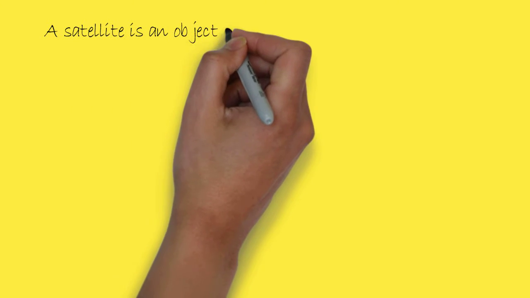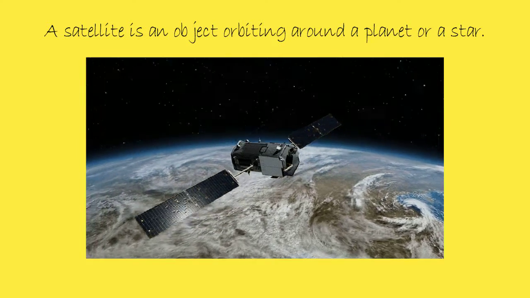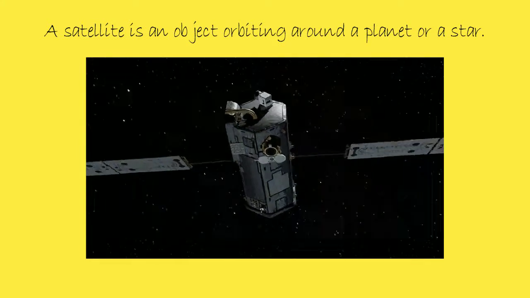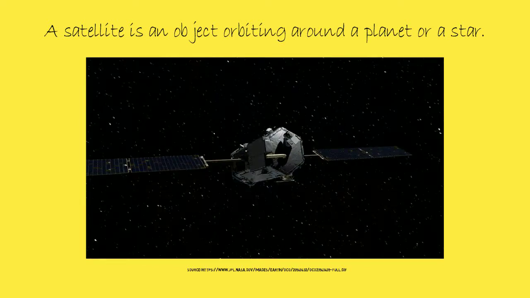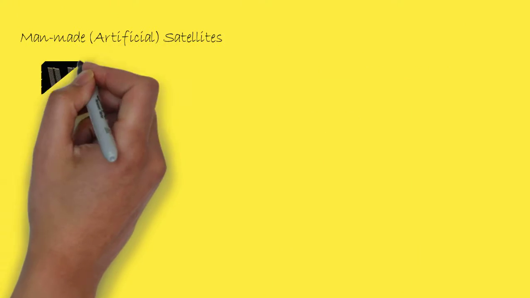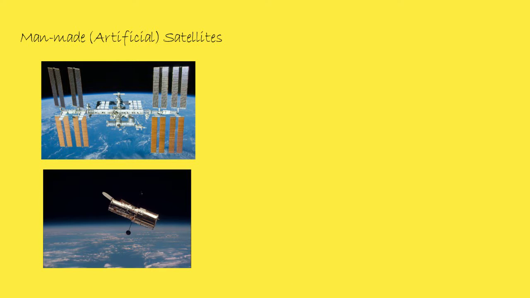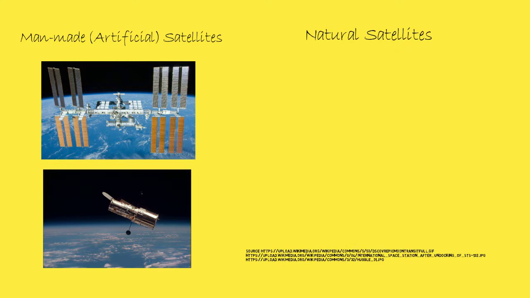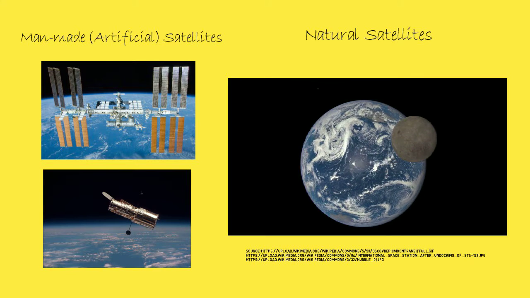A satellite is an object orbiting around a planet or a star. Satellites are used for sending signals for communication, navigation, and weather purposes. Satellites are of two types: man-made satellites like the International Space Station, the Hubble Telescope, or Sputnik 1, and natural satellites, for example, Moon is Earth's natural satellite.